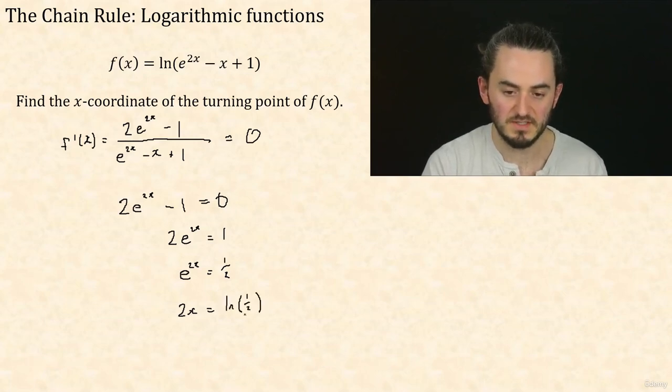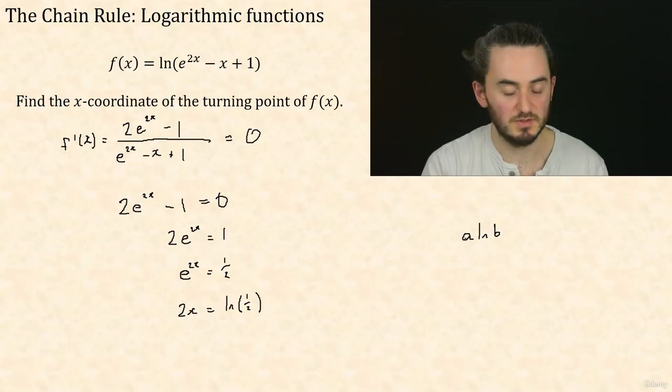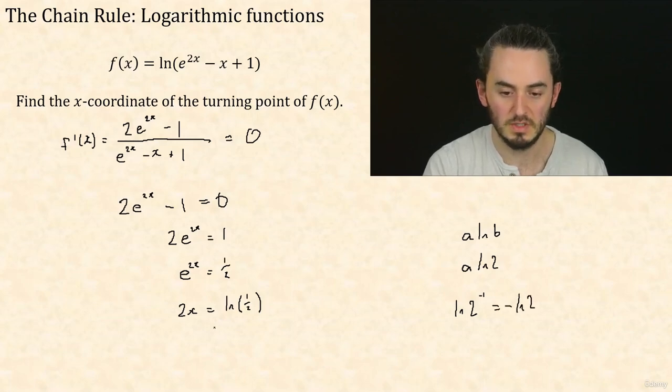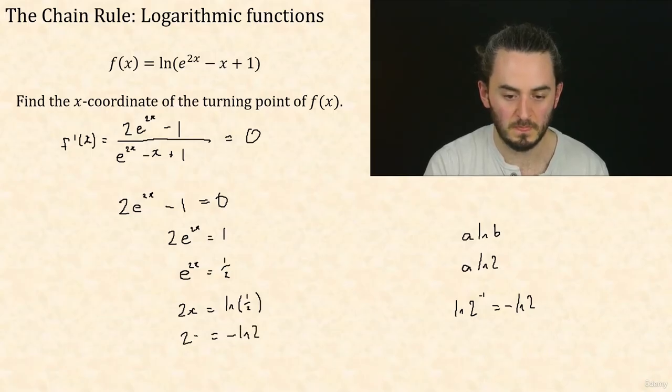And at this stage, it didn't say so in the question, but sometimes a question will say, give your answer in the form a ln b, for example, where a and b are, sometimes they'll stipulate that they're integers, or maybe it would even say, give your answer in the form a ln 2. So a fairly common thing is to realize that ln of a half is the same as ln of 2 to the minus 1, which is minus ln 2. So sometimes it can be nice to represent that as minus ln 2, which means that x is minus a half ln 2.